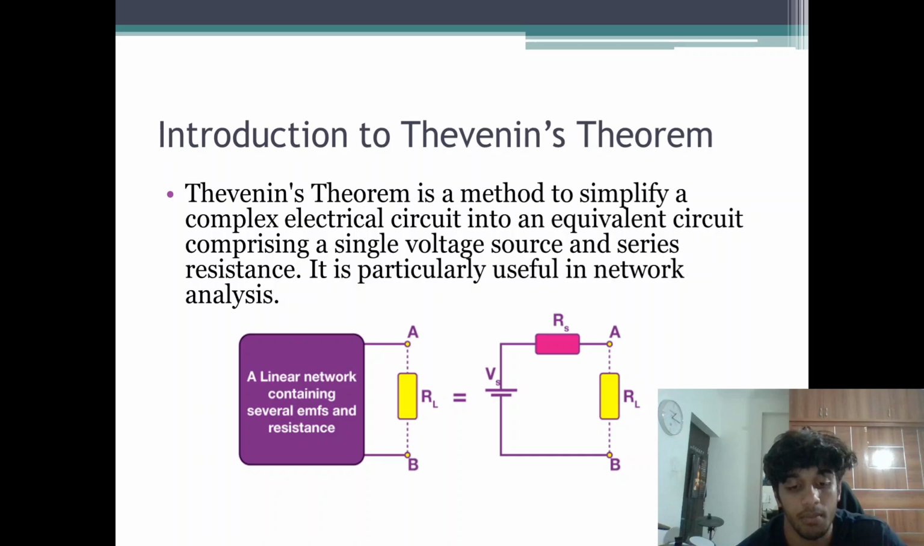Thevenin's theorem, like I said, simplifies the problem. By replacing the circuit with its Thevenin equivalent, you only need to work with two parameters. One is VTH, the equivalent voltage source. The second one is RTH, the equivalent resistance. This saves both time and effort, especially when testing different load conditions or designing circuits.